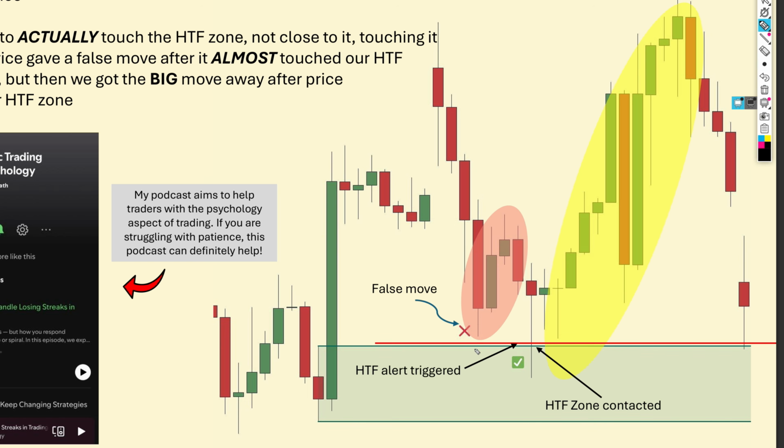Now, as I brought up earlier, let's say price is super close like that. It's not actually touching, but it's so close. At that point, I think it's fair. Again, it's all going to be a judgment. I don't have a certain amount of pips to determine that. It is a visual thing here. That's just too far away from me. That's why we got a false move, and then we got the real move later, when our higher time frame was contacted. So we want to be very, very cautious of these false moves and wait for our zone to be actually contacted.